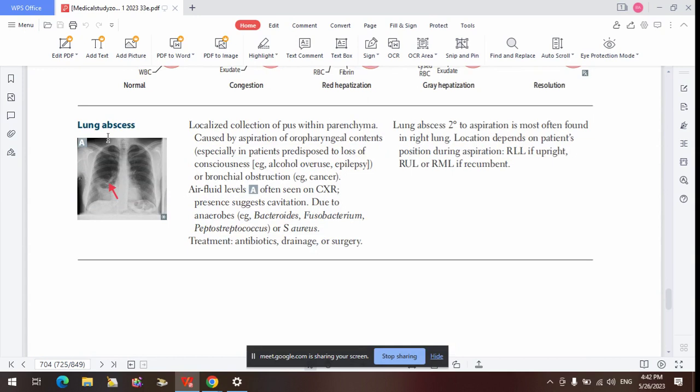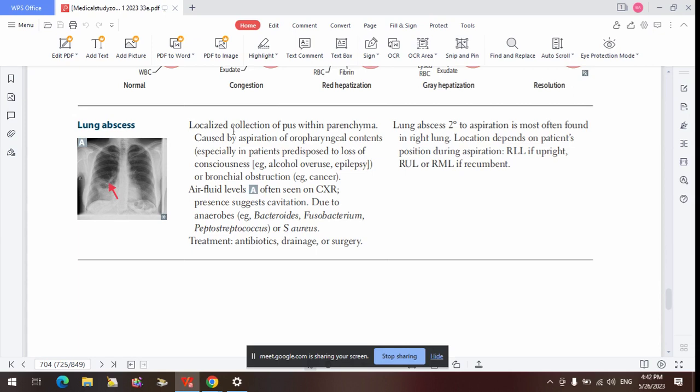lung abscess. You can see there's some repetition of what I've said. Lung abscess just means you have a collection of pus within the parenchyma, which usually follows aspiration of oropharyngeal content. So you guys are seeing that it's predominantly the oropharyngeal content that has been aspirated that brings about the formation of the abscess, not the gastric content.